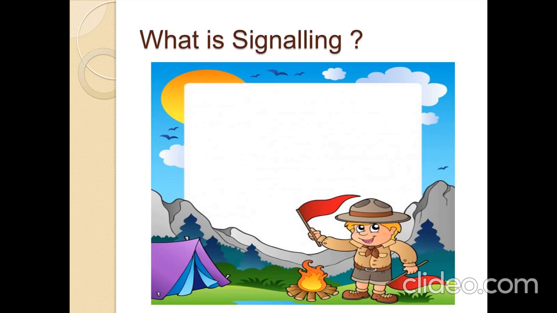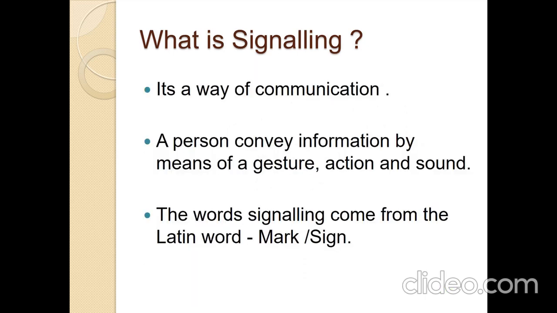What is signaling? Generally, if you want to talk with your friends without others knowing, you use some signal by action that will be understood by your friends. So, you are communicating with action. Yes, signaling is a way of communication. A person conveys information by means of a gesture, action and sound. The word signaling comes from the Latin word mark or sign.